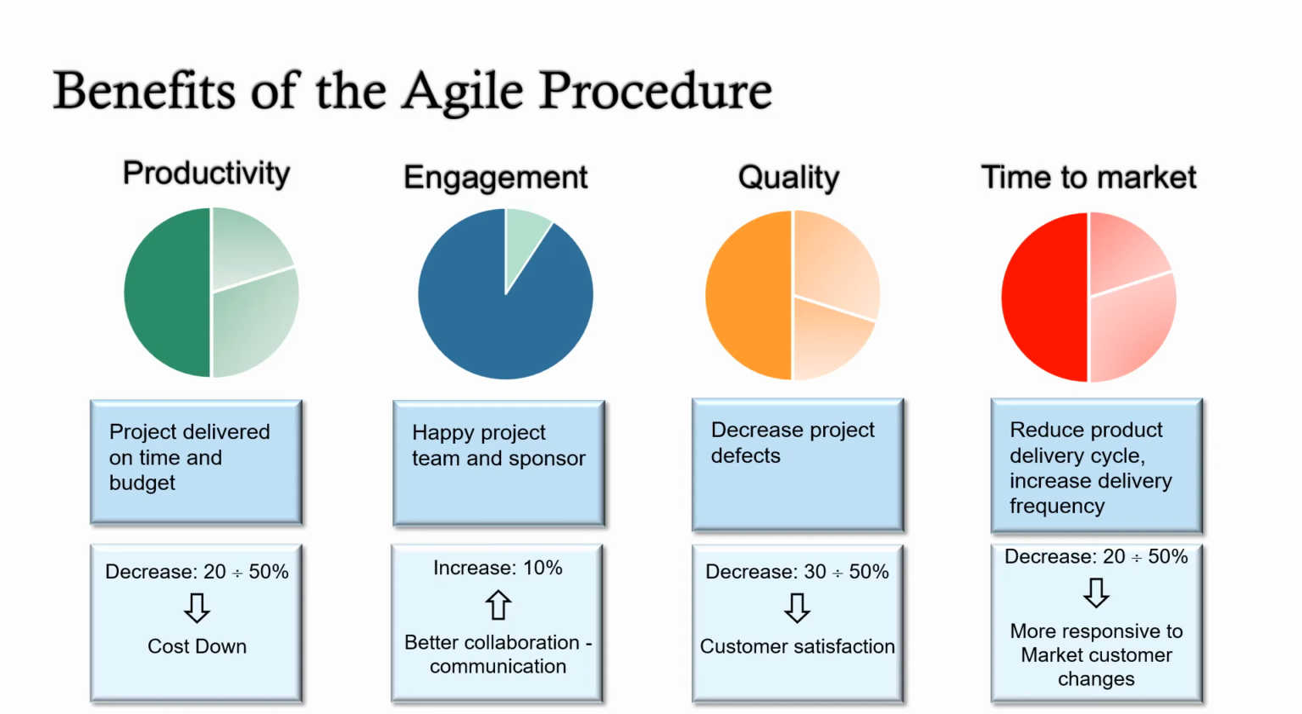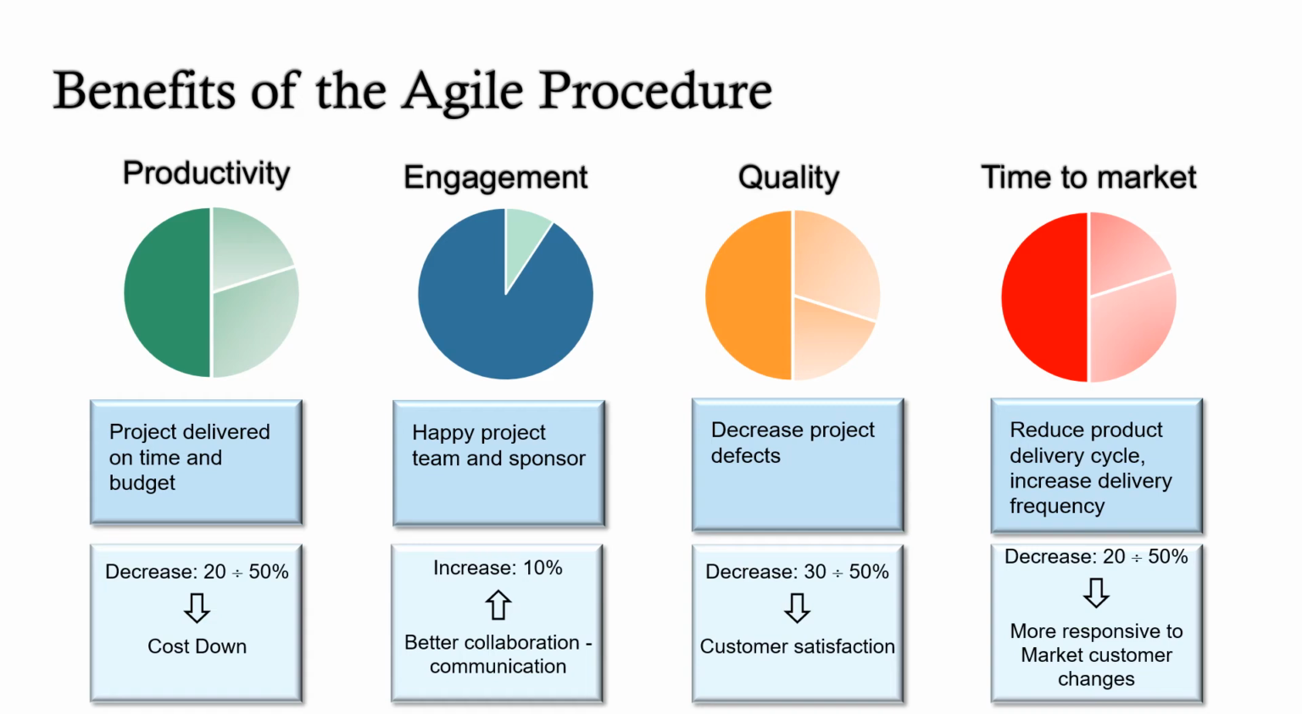The benefits of the Agile procedure are described as productivity. Project delivered on time and budget. That means a decrease between 20 to 50% of the cost. Engagement. Happy project team and sponsor. An increase of about 10%. Means better collaboration and communication.